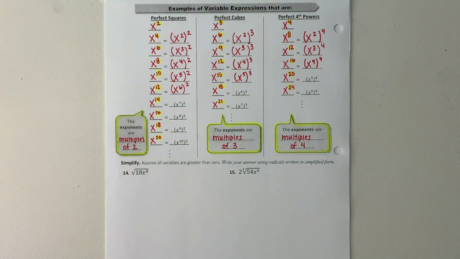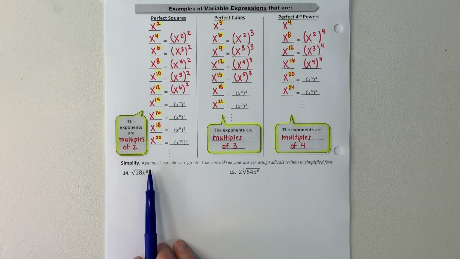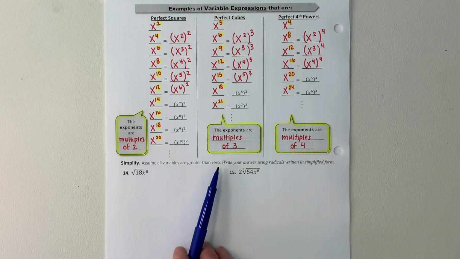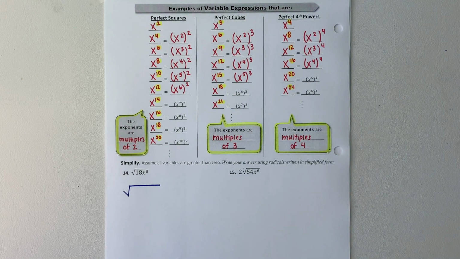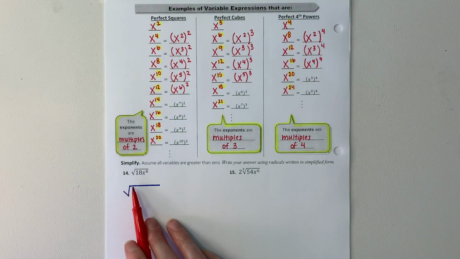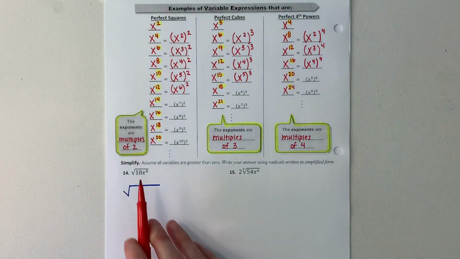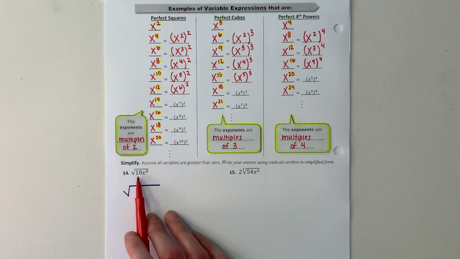Again, we're asked to simplify, and again, the instructions say assume all variables are greater than 0. That just tells us that we don't have to worry about using absolute value bars. And first, we need to recognize that this is a square root. So that means that we're looking for perfect squares. First, let's look at 18. And we need to ask ourselves, is 18 a perfect square? It is not, because no whole number squared gives us 18.